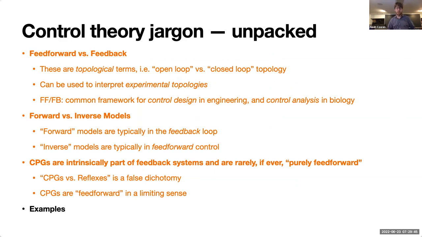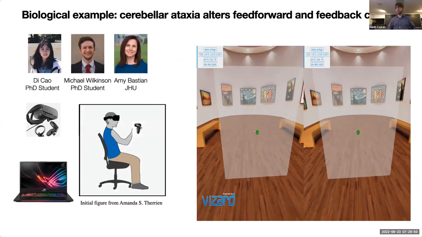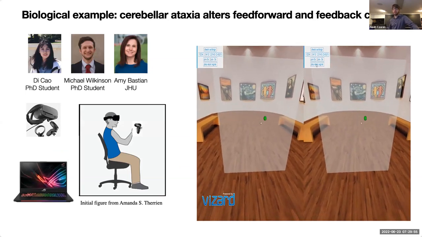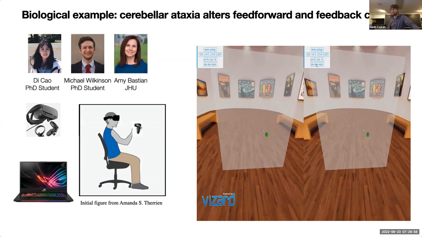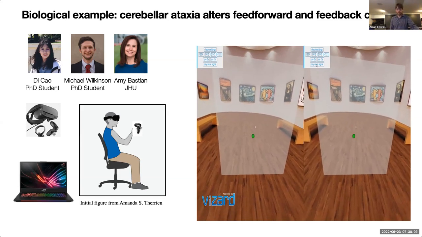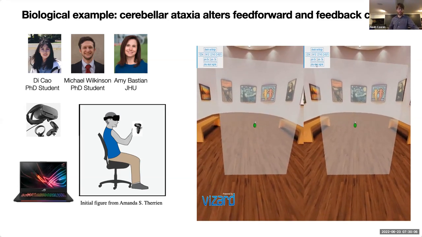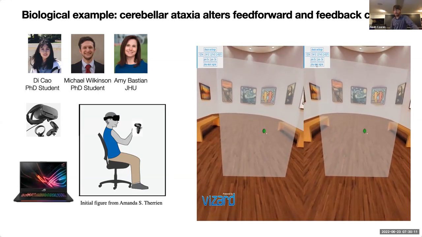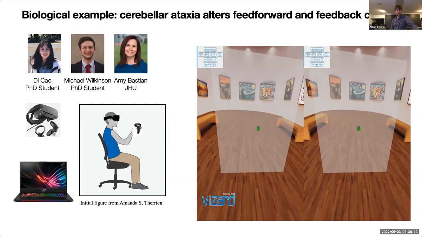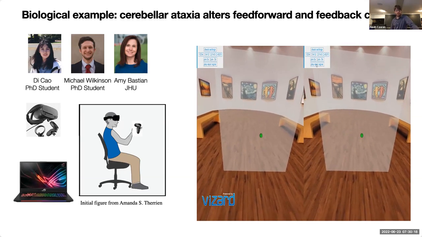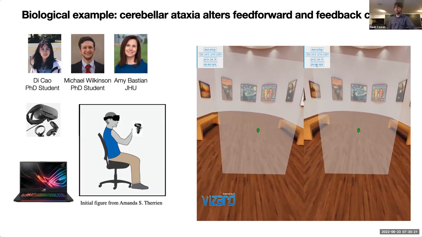And so in the rest of the talks, we're going to move to some examples. I just want to give one example of a system that is being examined by my student Dee Chow, and her lab mate Michael Wilkinson is working with her on that project, where we're using a virtual reality system. This was a brilliant idea that they had during the pandemic. We were able to ship these VR systems to people's homes so that we could continue to get data. We're looking at the interplay between feedforward and feedback control in individuals with cerebellar ataxia.